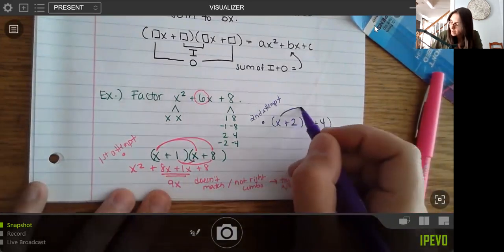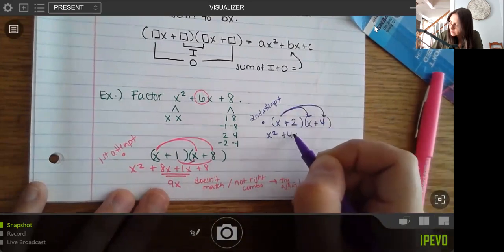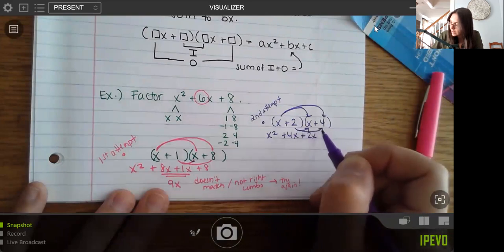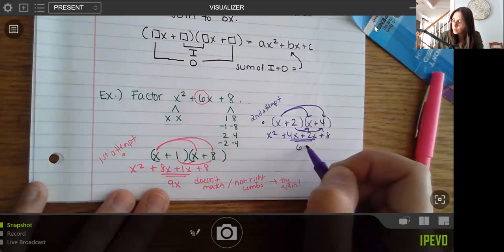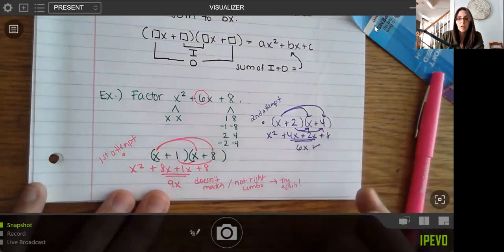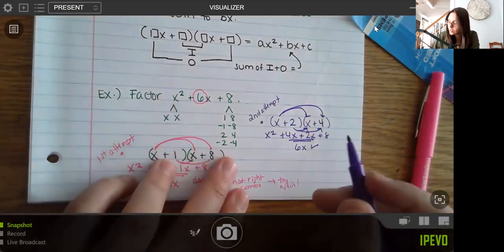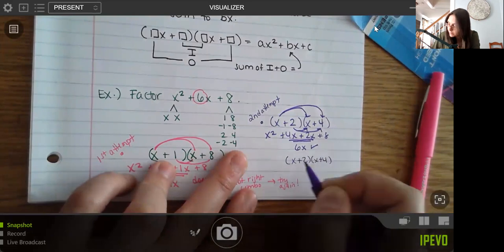If I multiply it out, I get that x squared. Here I get the 4x. On the inside two parts, I get the 2x. And then here I get the +8. So if I look at that inside and outside term, 4 plus 2 is 6, and this one is correct. So because it matches the original value, my solution then is x plus 2, x plus 4.